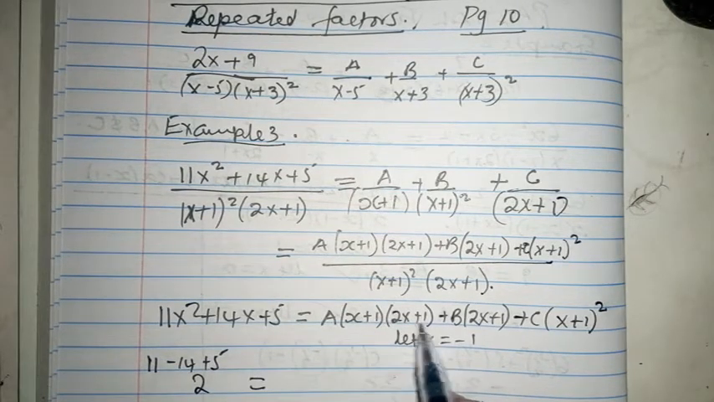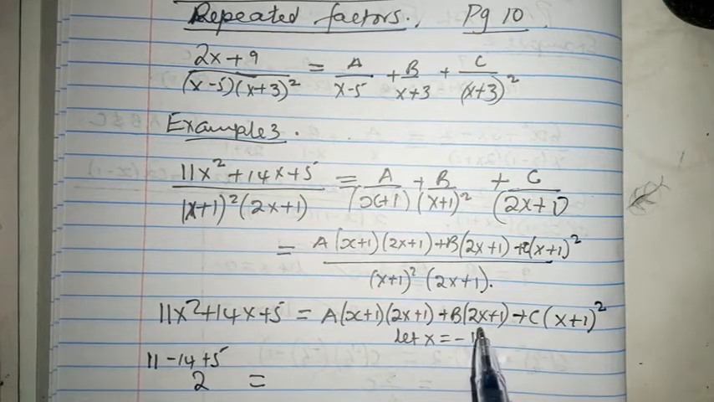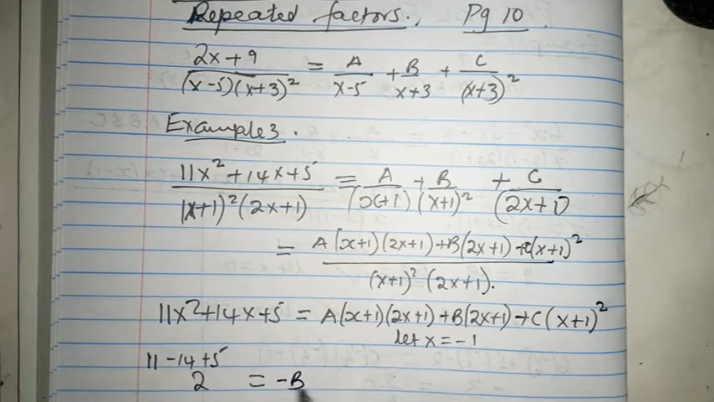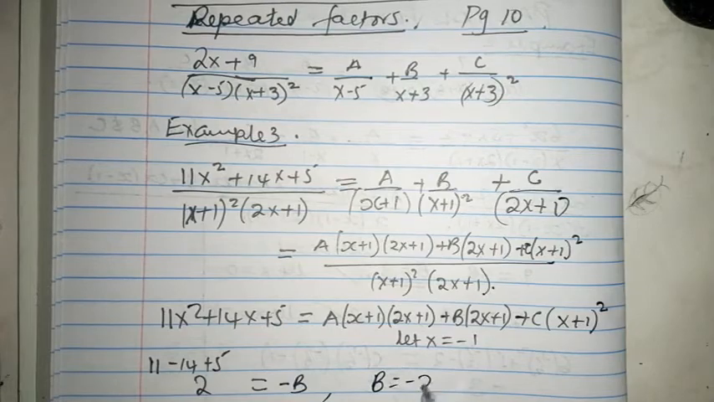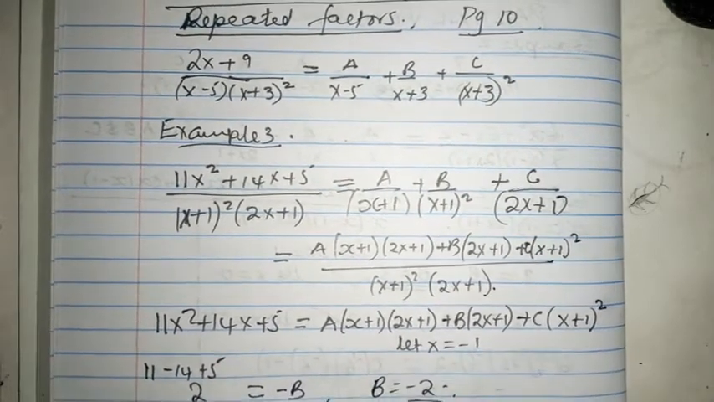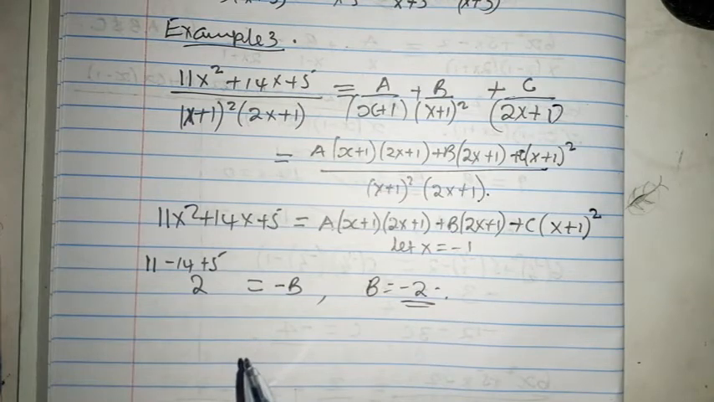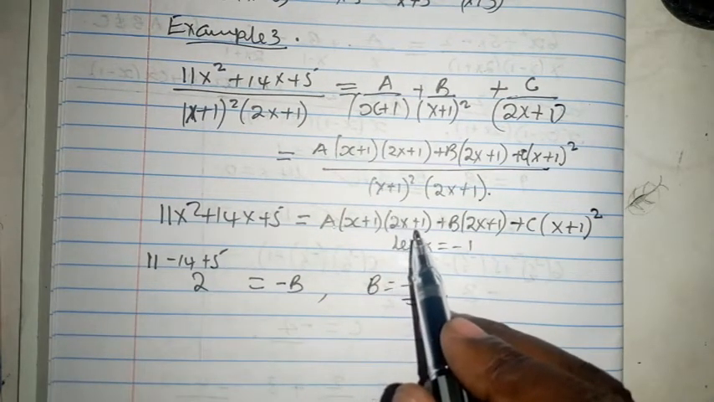The whole of this term is 0. The whole of this term is 0. But the whole of this term is minus 2 plus 1, which is minus 1, so minus b. So what is our b? Definitely b becomes minus 2. Having said that, we may wish now to make this bracket 0, 2x plus 1.